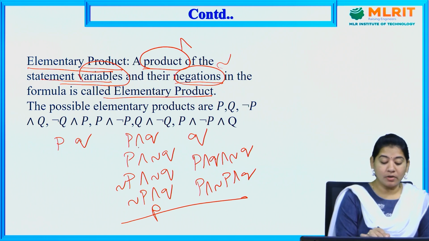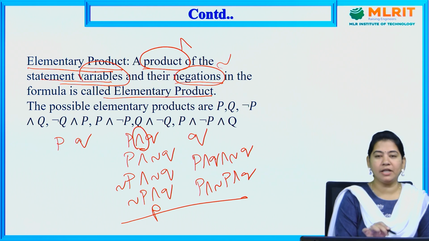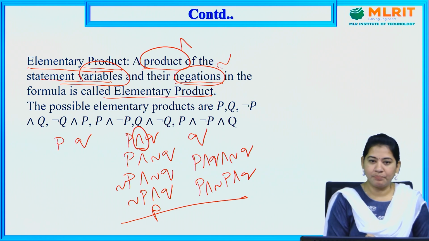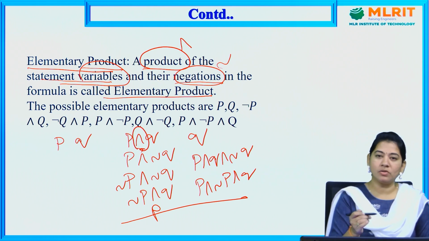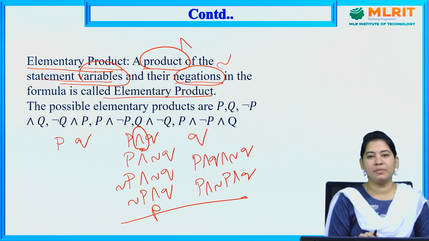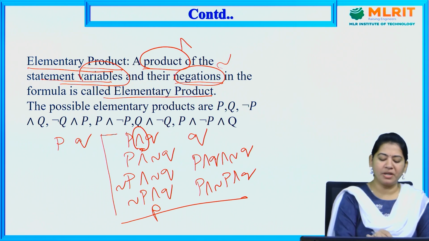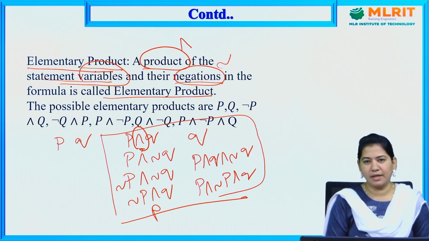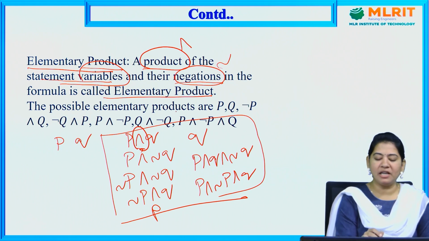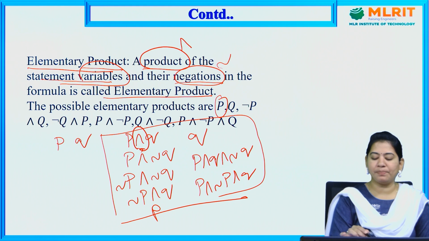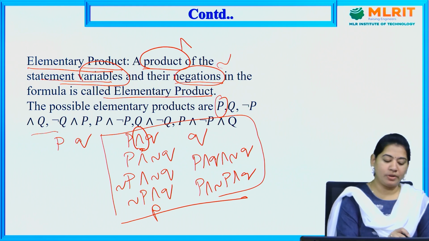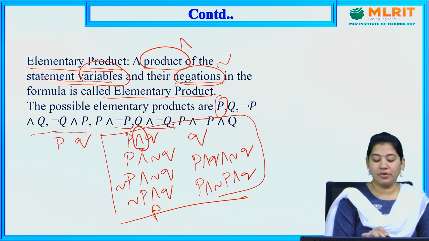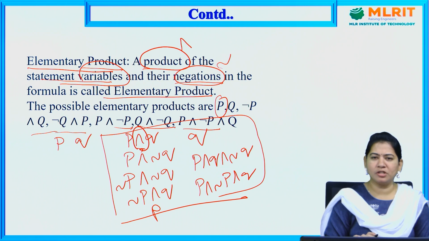So the product of the variables, product means always we need to remember that conjunction symbol. The product of the variables and also their negation, we can call it an elementary product. Means these are all the possible combinations of this elementary product. So that is what we have here. The possible elementary products are only single p, q, negation p and q, negation q and p, p and negation p, q and negation q, p and negation p and q. So these are all called elementary products.